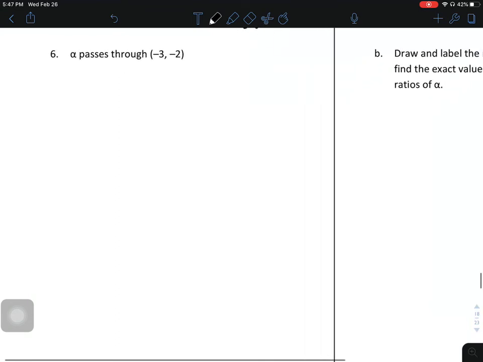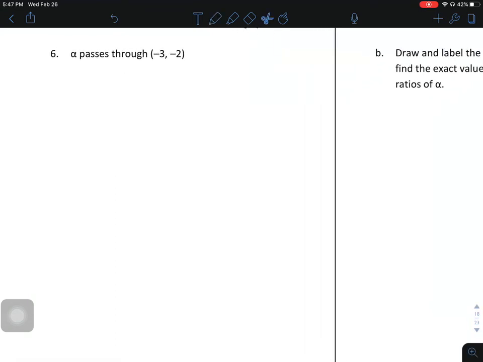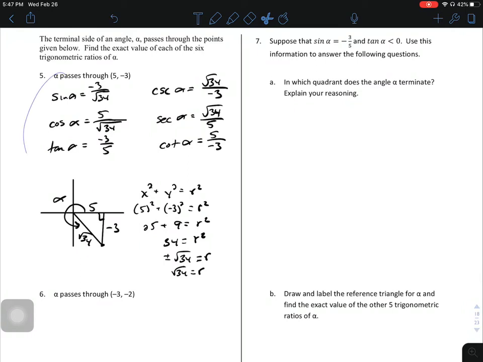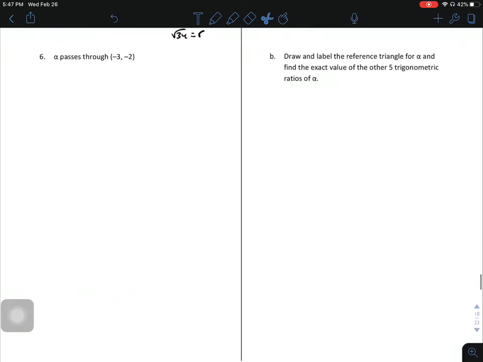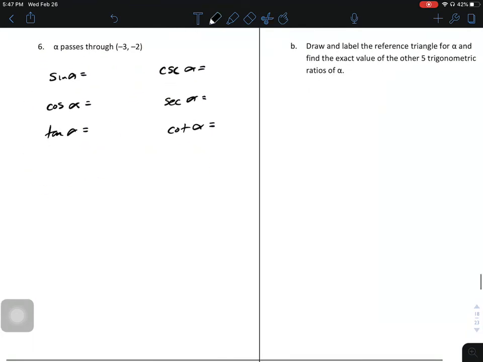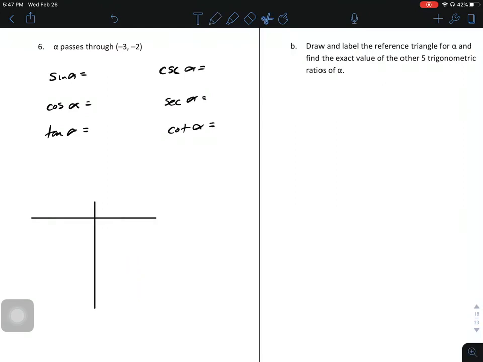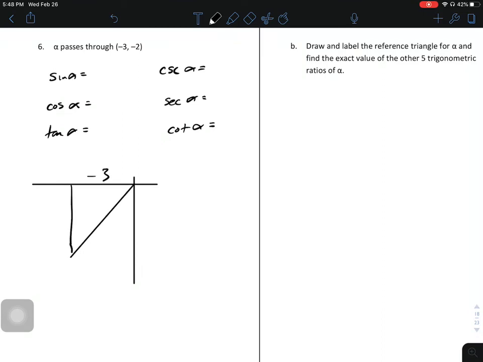Number 6. Let me cheat here a little bit. I've got to figure out what these trig ratios are. -3, -2 is in quadrant 3. So that means the x value is -3, the y value is -2. Figure out what r is.